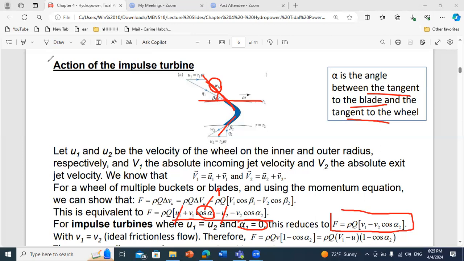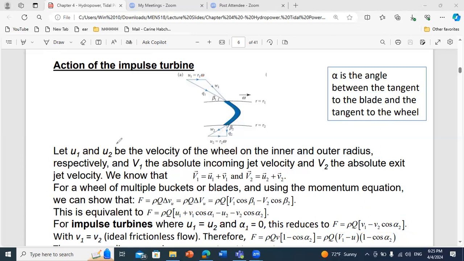Now, in case we have ideal frictionless flow, the magnitude V1 will be equal to the magnitude V2, since we will not have losses. In this case, for this ideal frictionless flow, we can take V1 equal to V2, take it as a common factor, and we end up with F equals rho QV times 1 minus cosine alpha 2. So this is the expression that we will get.